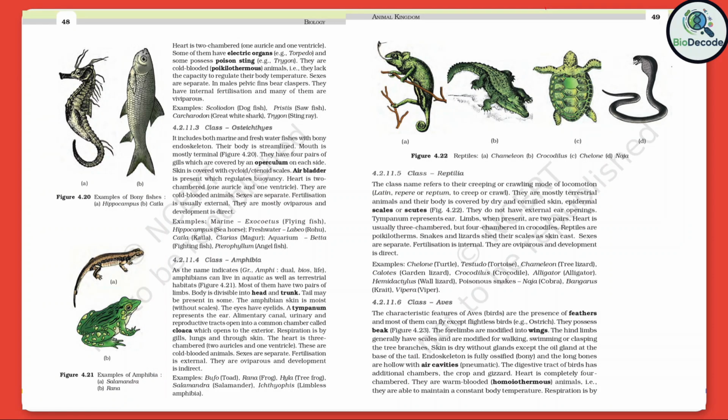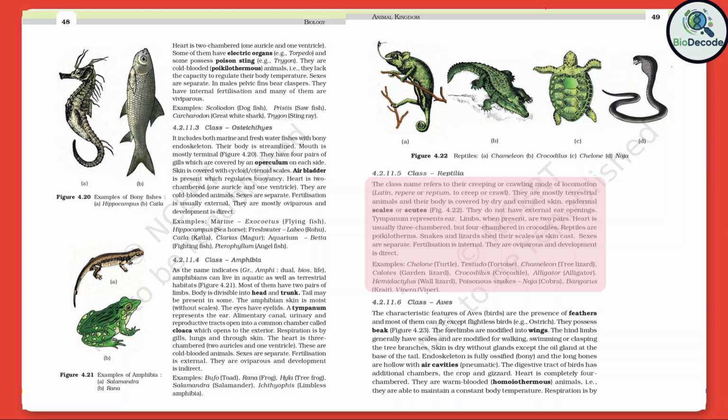Class Reptilia. The class name refers to their creeping or crawling mode of locomotion, Latin repere or reptum, creep or crawl. They are mostly terrestrial animals and their body is covered by dry and cornified skin, epidermal scales or scutes, Figure 4.22. They do not have external ear openings. Tympanum represents ear. Limbs, when present, are two pairs. Heart is usually three-chambered, but four-chambered in crocodiles.